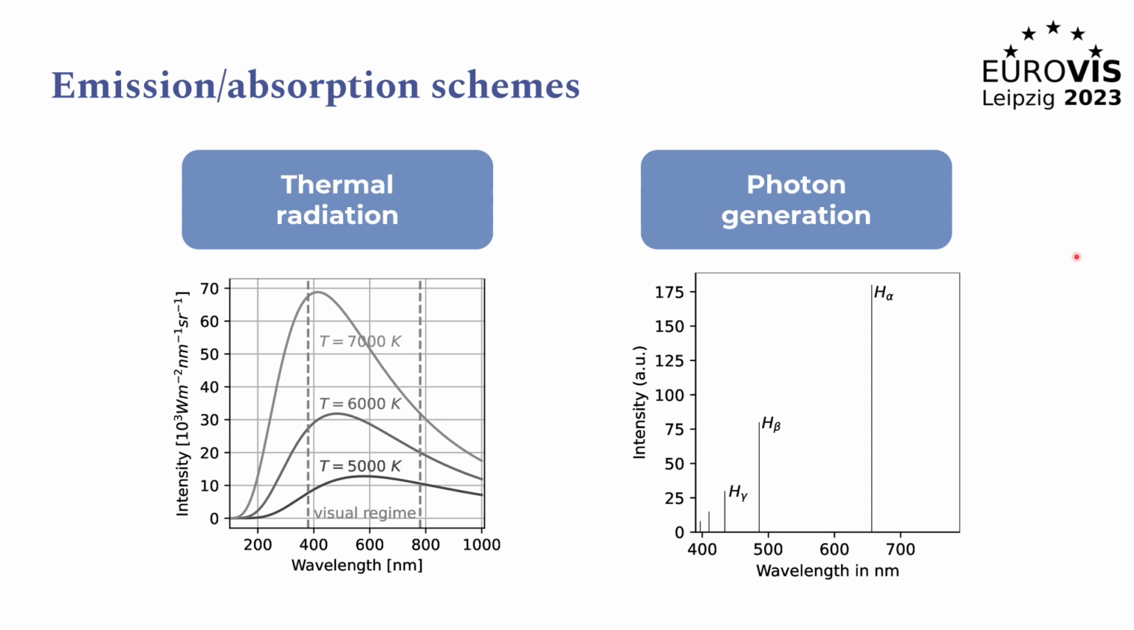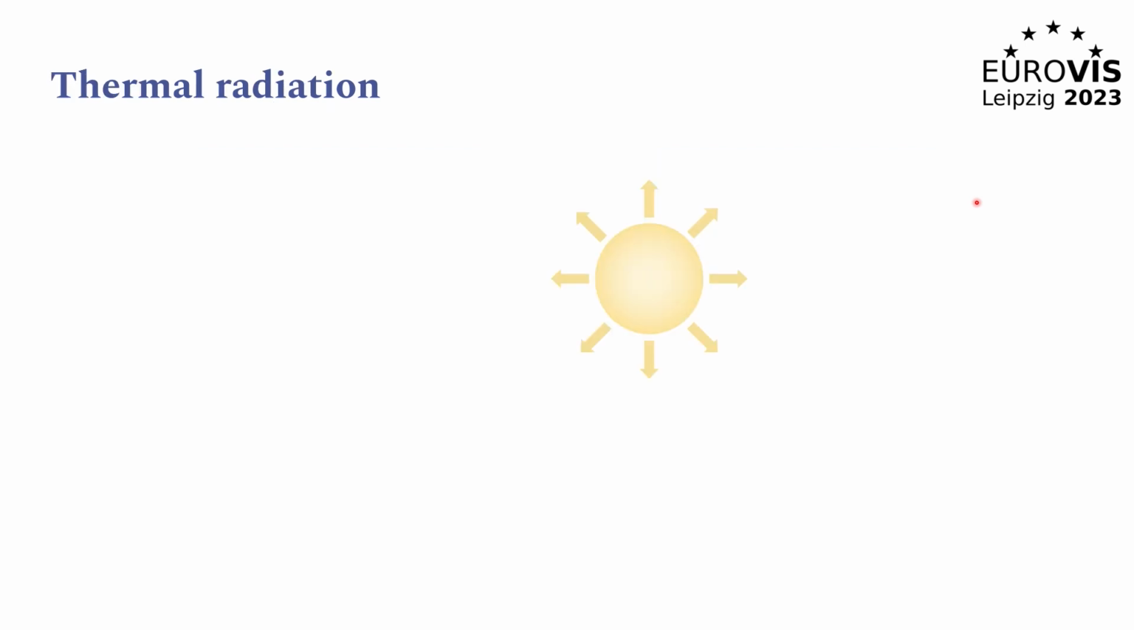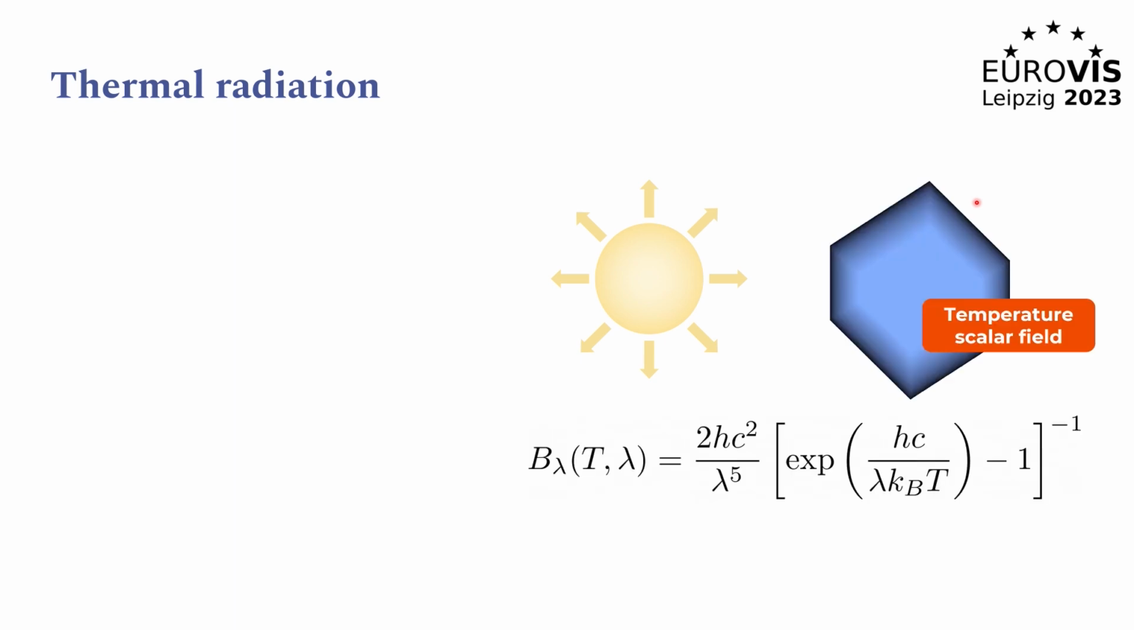In terms of the spectra and astrophysical data, light radiance comes from matter both as thermal radiation or by photon generation. Thermal sources are modeled using an idealized black body. In physics, an idealized black body is a source that emits radiation based on its temperature and doesn't absorb anything.